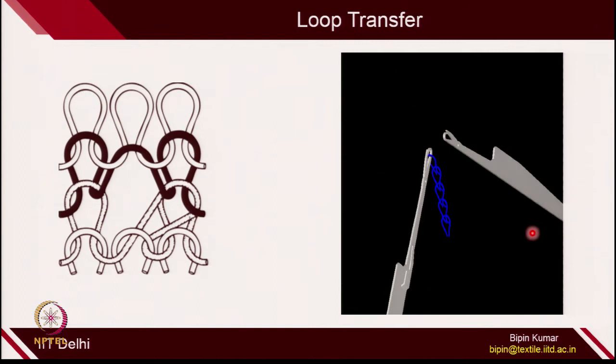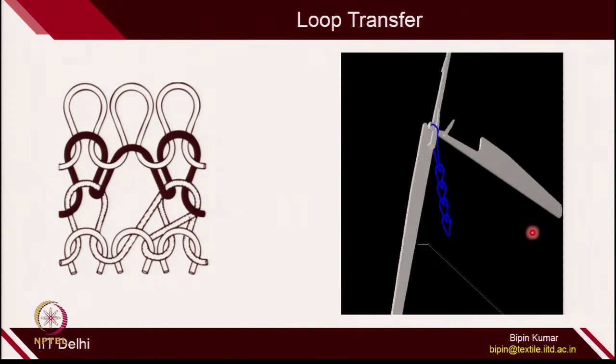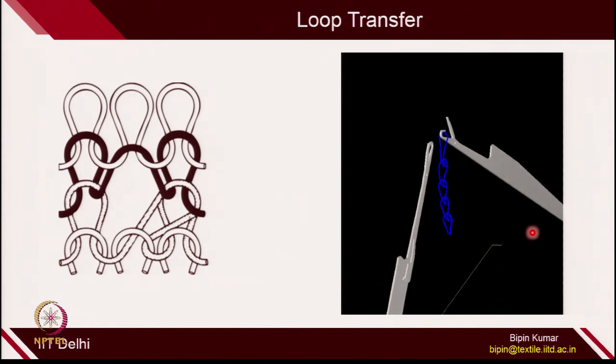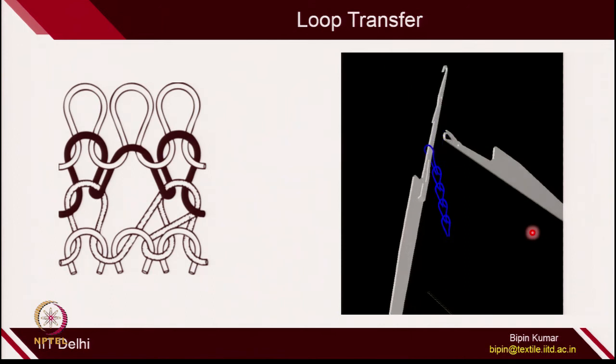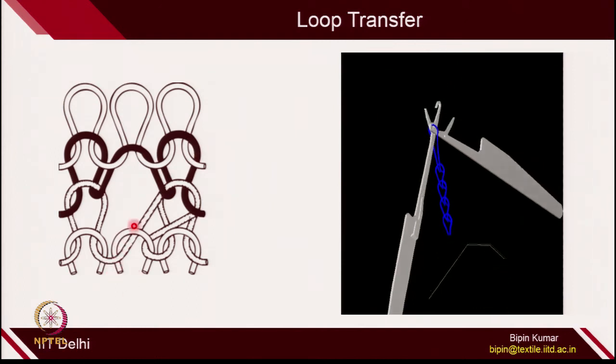In one of the lectures, when I was discussing purl fabric development, I introduced this loop transfer function, where you can transfer the loop from the front bed to the back bed and then make the loop. Again you can transfer the loops from the back bed to the front bed, and if you continue doing that you can create purl fabrics on a V-bed machine. Also, loop transfer can be very useful when you want to shift a loop from one column to other columns.